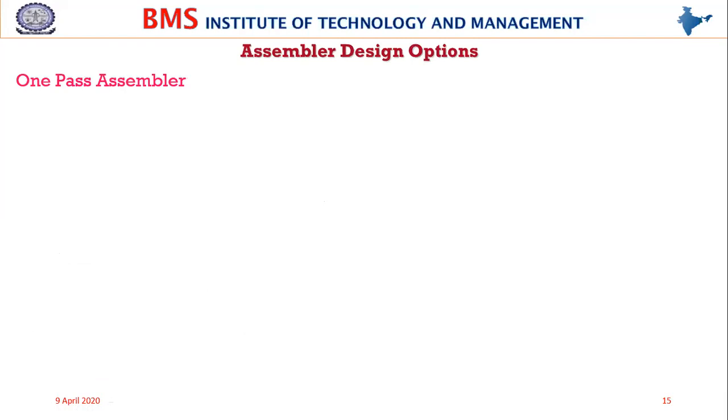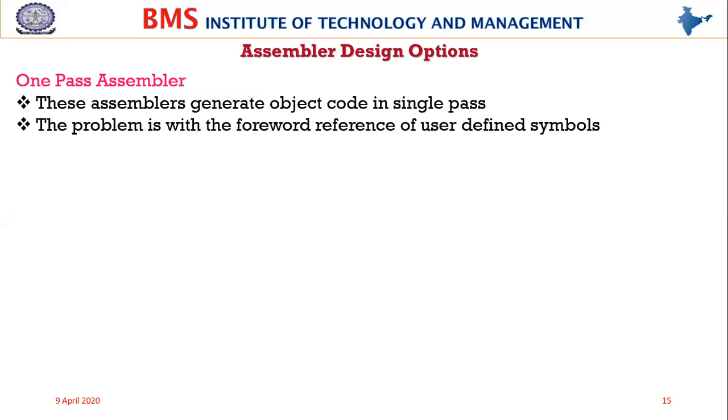Next we have assembler design options, a small part we are going to discuss. And almost we have come to the end of module 1. We have one more small concept that we are going to discuss on Saturday, that is macroprocessors. And that ends your module 1, that is SIC and assemblers.